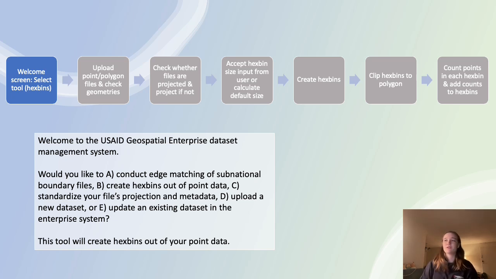The first step is on the welcome screen, and I'm selecting the hexbin tools. So I see the printout of the welcome message. I see the printout of the list of different options, and I select B, create hexbins out of point data. To select it, I input B, and I receive the response, this tool creates hexbins out of your point data.